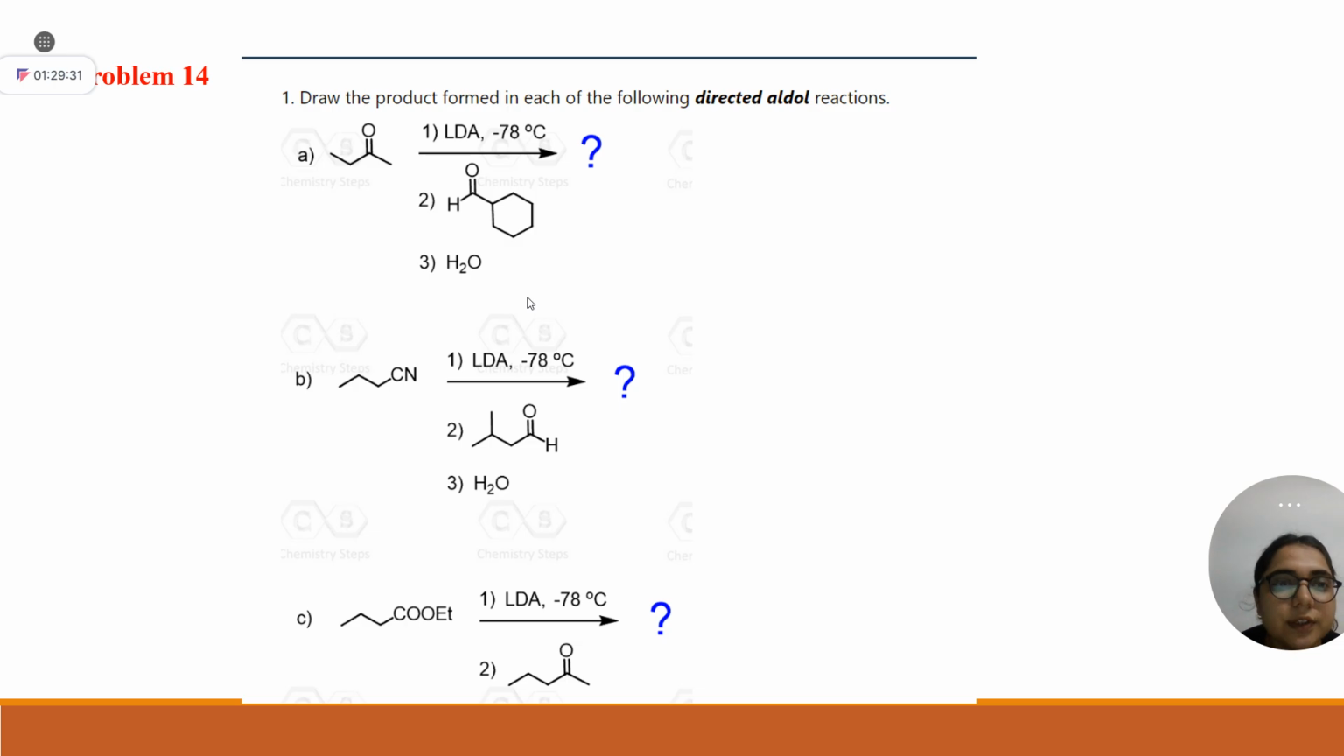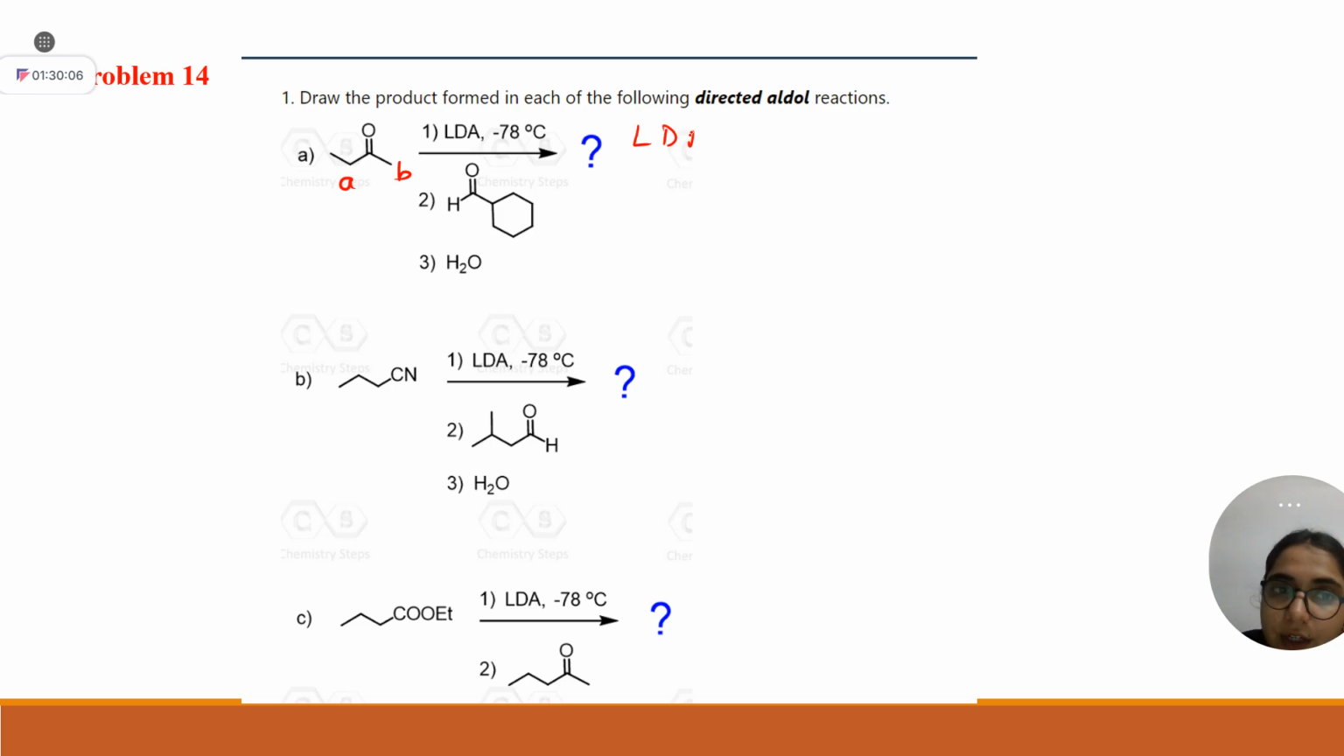Question number 14. Draw the product formed in each of the following directed aldol reactions. Okay. I will give you a hint for this question. We will discuss this question in detail in the next class. In the next class, I will explain what is kinetic enolate, what is thermodynamic enolate, when you have to form thermodynamic, when you have to form kinetic. But the hint I can give you is, LDA is there, students. From which side will this LDA abstract your proton, A or B? Now you will ask me, ma'am, what is LDA?